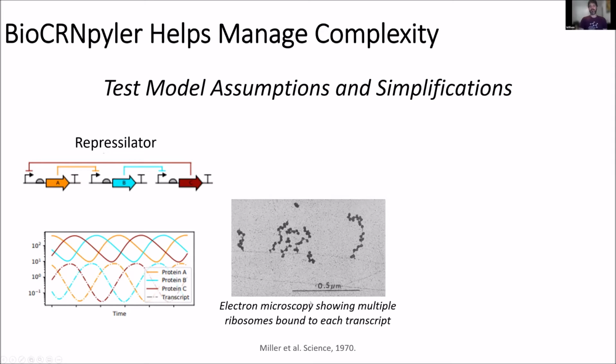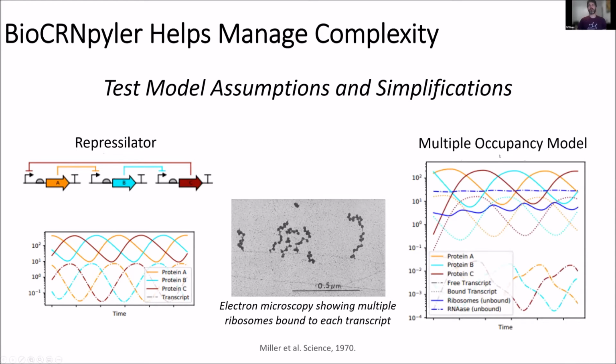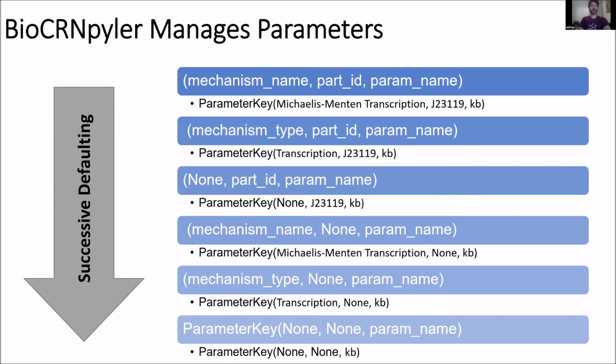Well, with Biocompiler, an approach would be, let's just model it. And here's a model with multiple occupancy of polymerases and ribosomes, and it still oscillates, which is suggestive that the simplifications used in the model in the paper are totally reasonable. And I already knew that, but often it's not clear what simplifications are reasonable and which ones aren't. And one way to figure this out is empirically by testing different models.